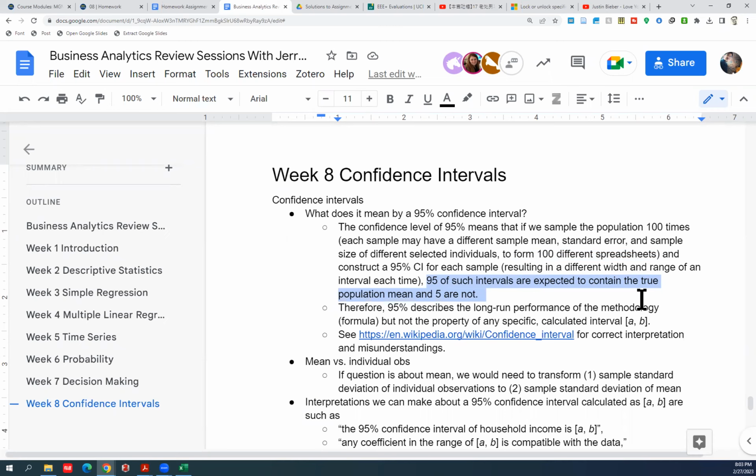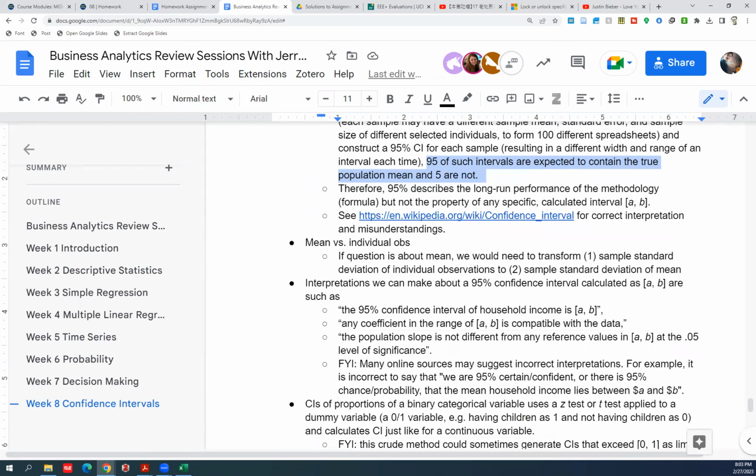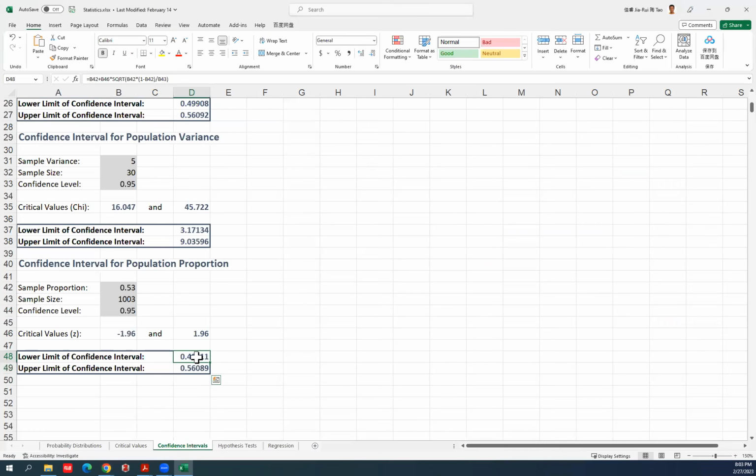But what it doesn't describe is the property of any specific interval. So for example, we could not say that for this confidence interval we calculated for the proportion, between 50 and 56%, there is a 95% chance that it contains the true population mean or true population proportion, and a 5% chance that this specific confidence interval does not contain the population proportion. No, we cannot say that.